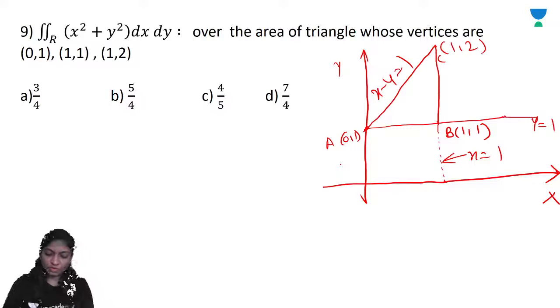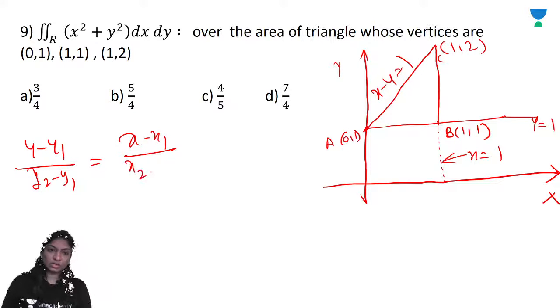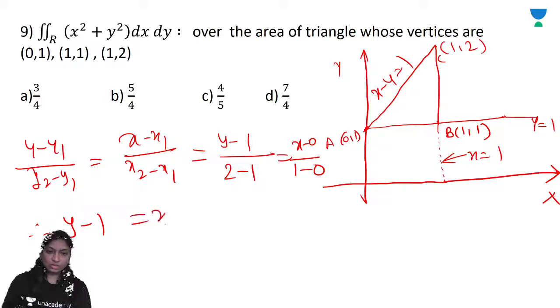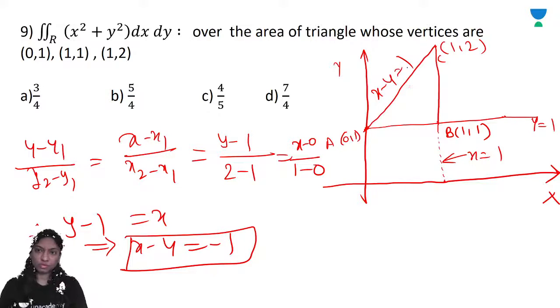The region is bounded by A(0,1), B(1,1), C(1,2). So we have to find the equation of lines AC and AB, right? So the equation of line AC: (y minus y1) upon (y2 minus y1) is equal to (x minus x1) upon (x2 minus x1). That is, (y minus 1) upon (2 minus 1) is equal to (x minus 0) upon (1 minus 0). So you will get y minus 1 is equal to x, which implies x minus y is equal to minus 1. This is the equation of the line AC: x minus y is equal to minus 1.